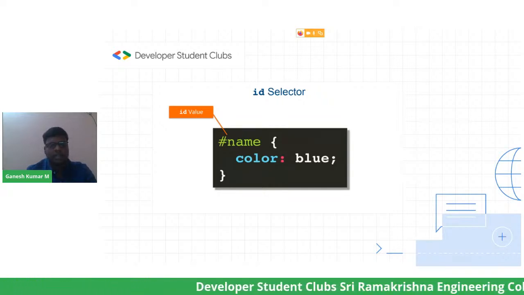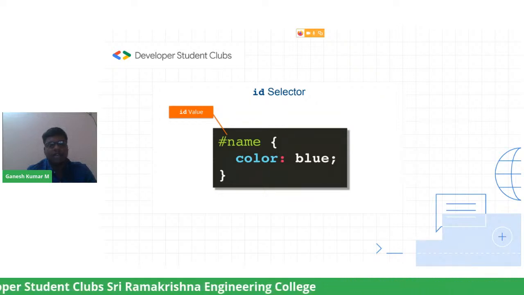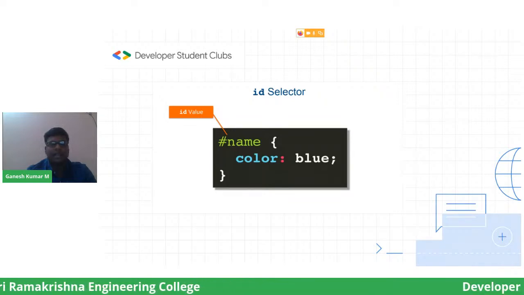Okay, next, in the class we use a dot name. Here we use a hash symbol. Hash name, with the color as blue.